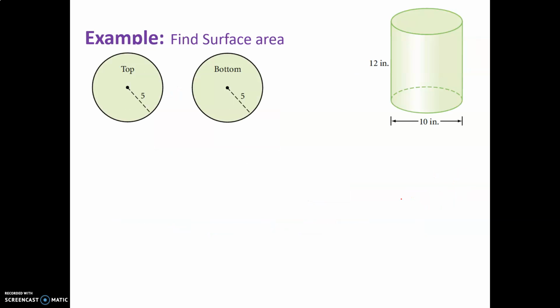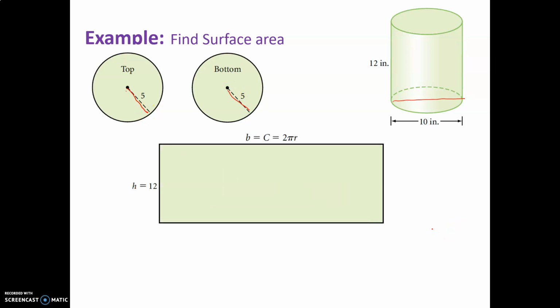Okay, surface area of a cylinder. So there's the top and the bottom. Since the diameter across here is 10, the radius is shown to be 5. And then here's that soup can again. If I cut this and open it up, this across the top was the circumference. So the circumference was 2 pi r.